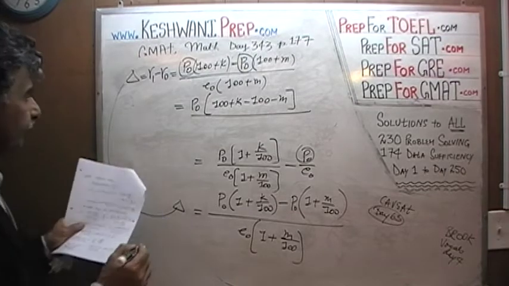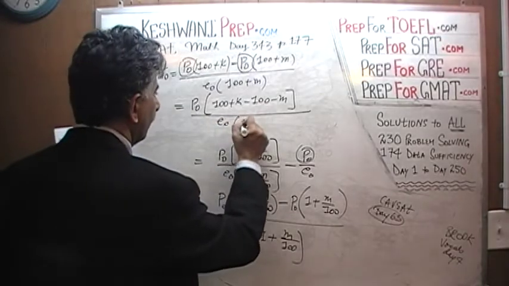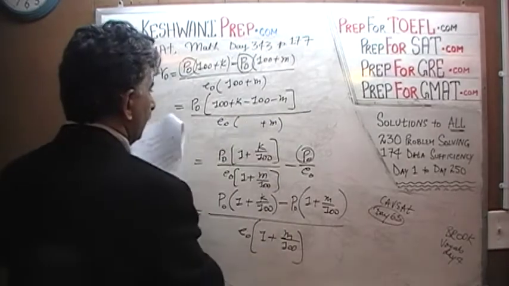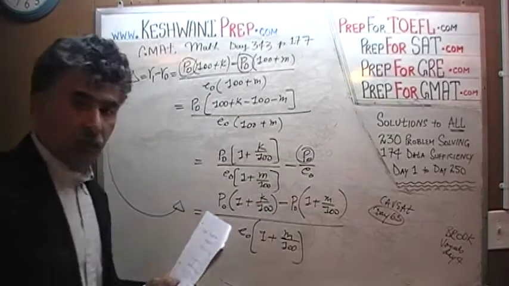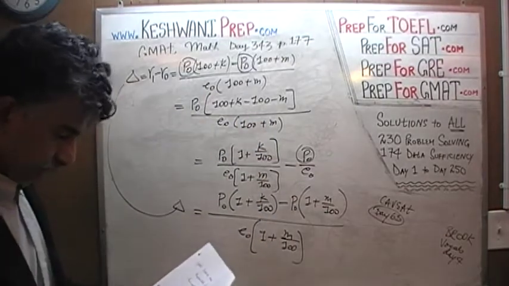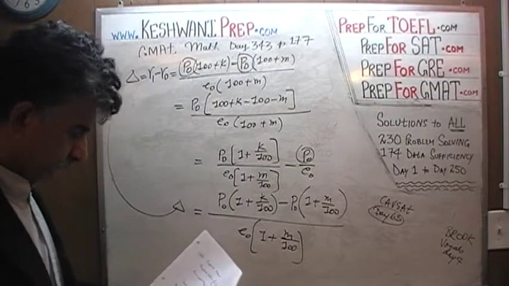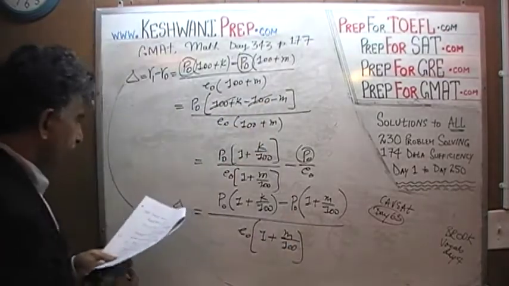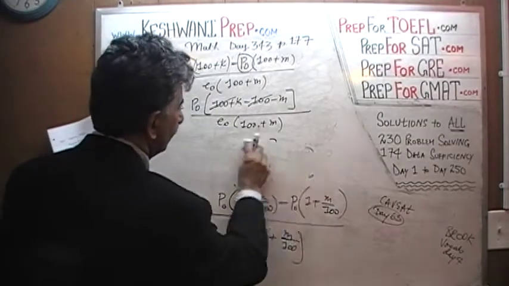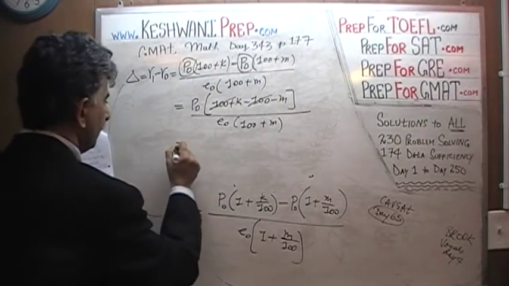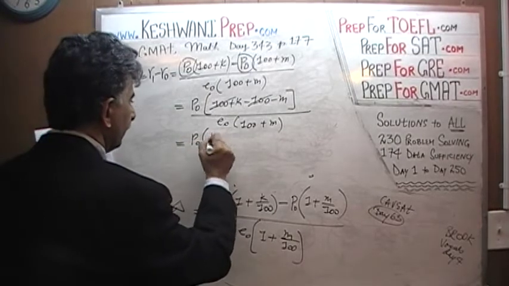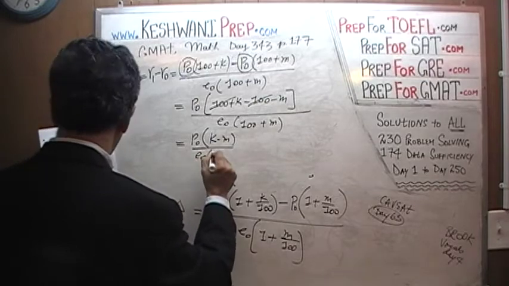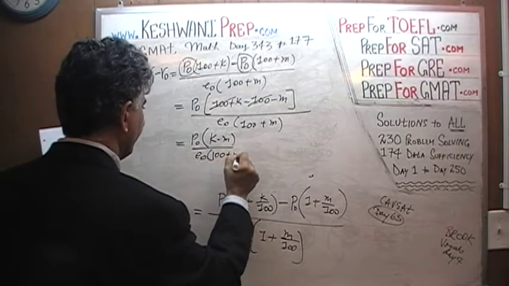Over e0 plus 100 plus m. I do not know why I'm doing this, do you understand? The 100 cancels out, and we end up with k minus m. And we end up with p0 times k minus m over e0 times 100 plus m.